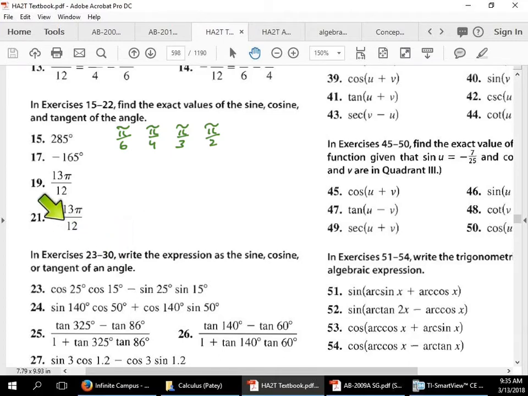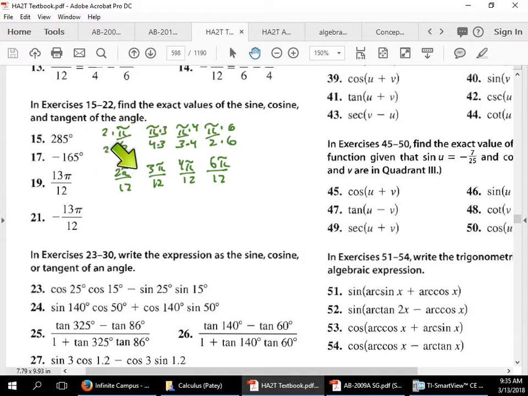Now, these are written with a denominator of 12, so let's change these to have the same denominator. I'd have to multiply the top and bottom by 2, so I get 2 pi on top. This next one, 12 on the bottom, I multiply the bottom by 3, top by 3, so you get 3 pi up top. Next one, 12, multiply by 4, I get 4 pi. And the last one is 12 on the bottom, and the top will be 6 pi because you multiply the top and bottom by 6. Okay.